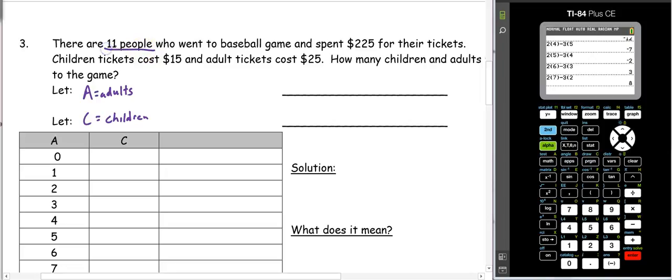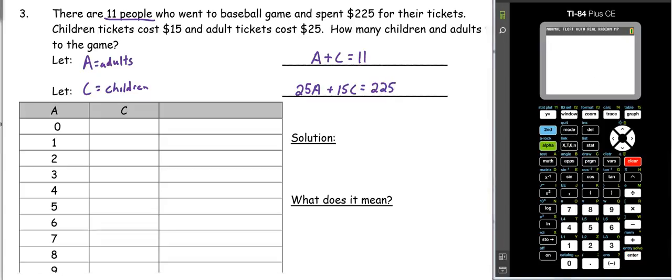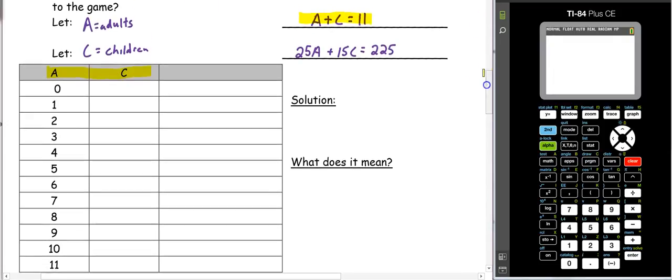So if 11 people went to the game, we know they have to be adults and children together. So we're going to add those together. A plus C equals 11, which is represented by the first two columns in our table. Then for the second equation, we're going to have to include how much the tickets were worth in order to figure out our total cost. So we know that $25 per adult ticket plus $15 per children's ticket equals our total spent, $225. So remember that our first equation needs to be represented by the first two columns of the table.